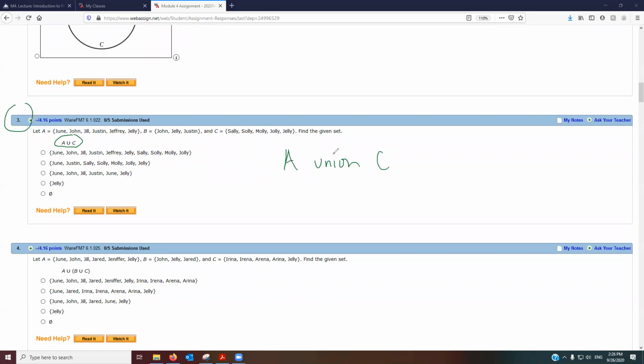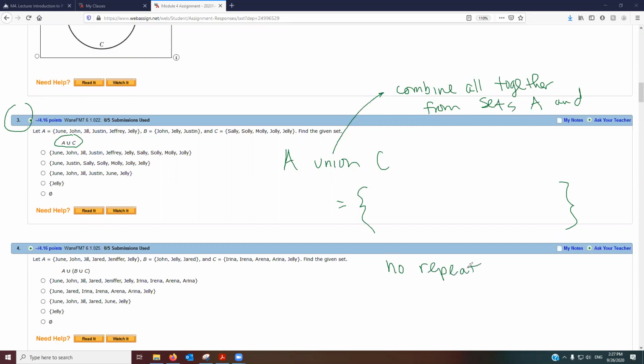Of course, I got to remember, what does union mean? Union means combine all the elements from sets A and C together into like one big set. You know, the word union means combine together. So let's do it. I'm going to put all the elements from set A in the union, but also I'm going to add in the elements from set C as well. But remember, no repeats. I'm not allowed to repeat elements in any set.